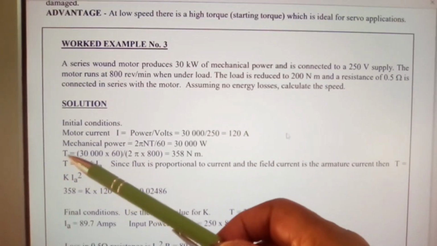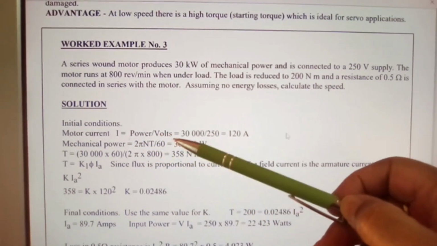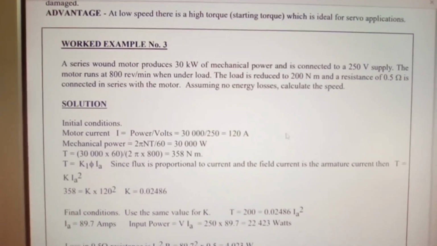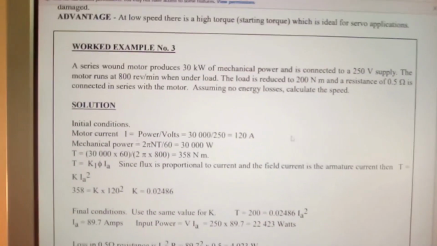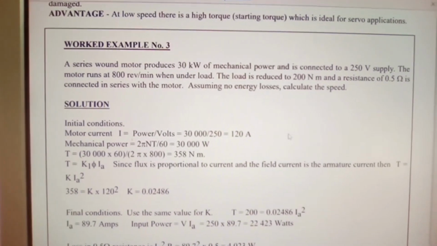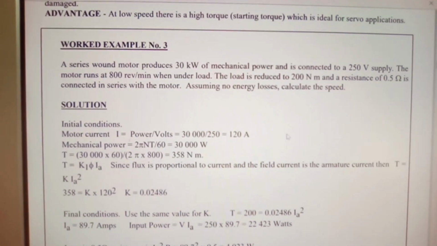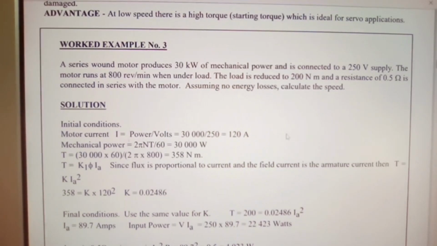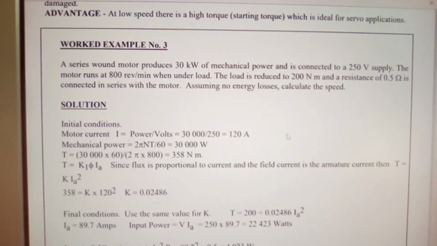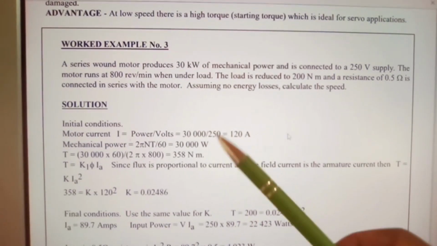Solution. Initial condition, motor current I equals P over V equals 30,000 over 250 volts equals 120 amps. That is correct. We know that to be the case, but do the calculation for yourself. So I equals P over V, which is equal to 120 amps.